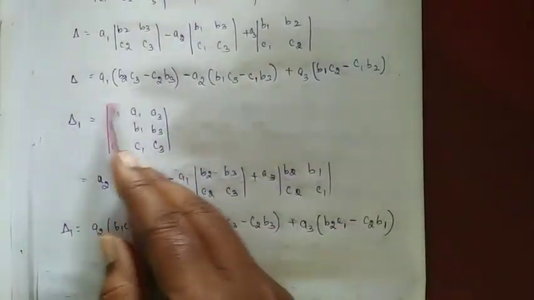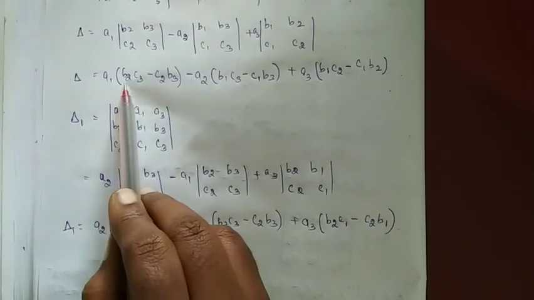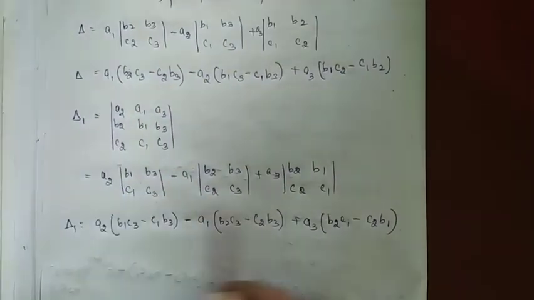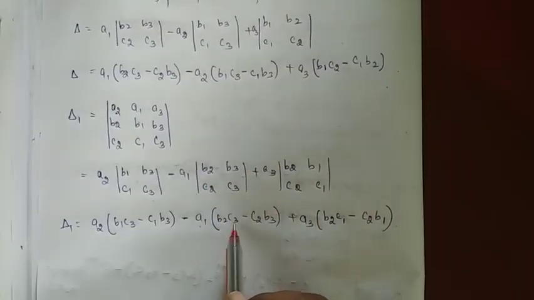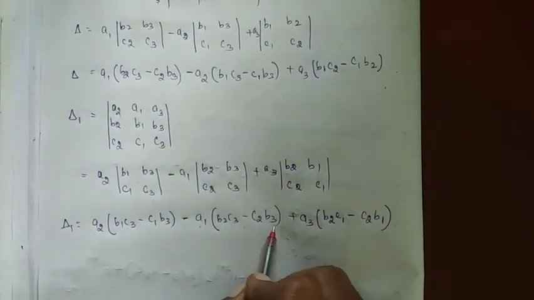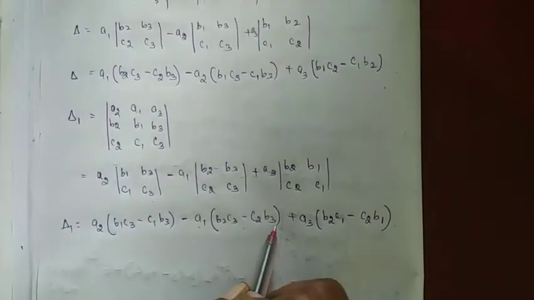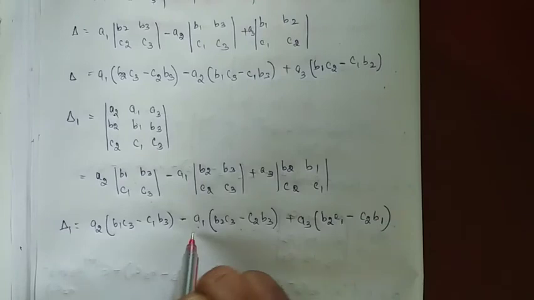This value and this value let us compare. Now what is this? a1 of b2 c3 minus c2 b3. Now where is my a1? Here a1 is there. b2 c3 minus c2 b3. So this is okay, and the same thing I have here, but the change in the sign is there. Here it is plus, here it is minus.